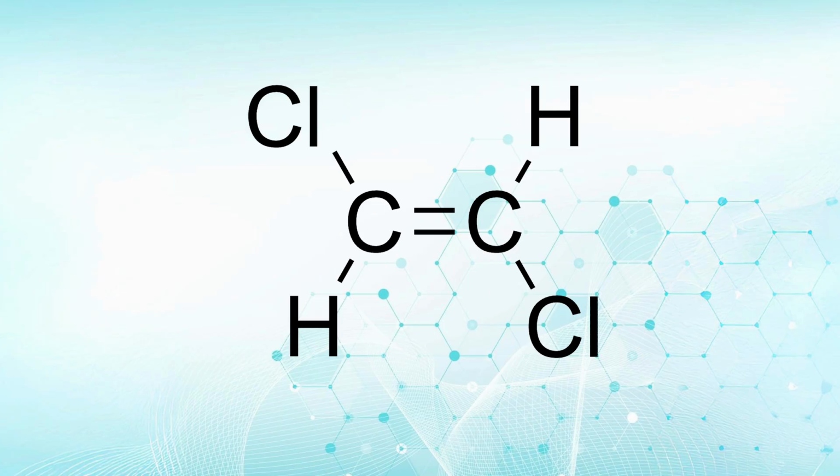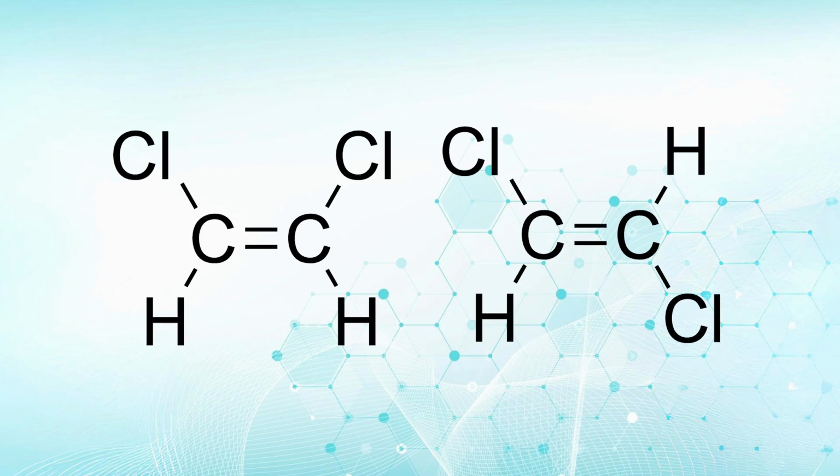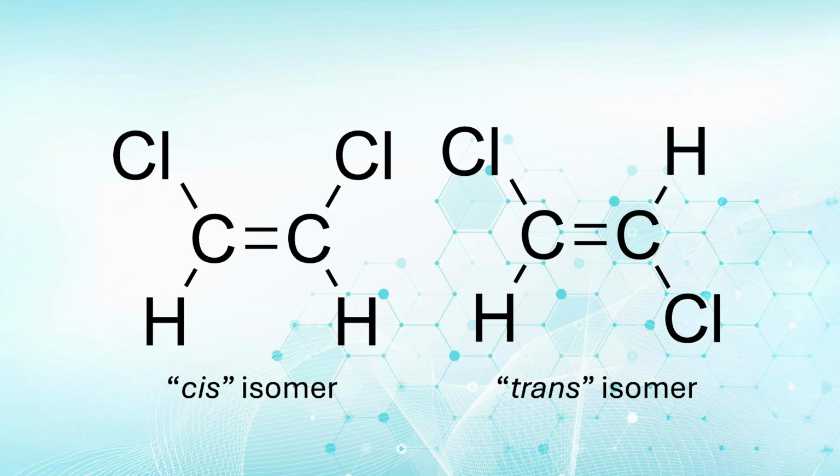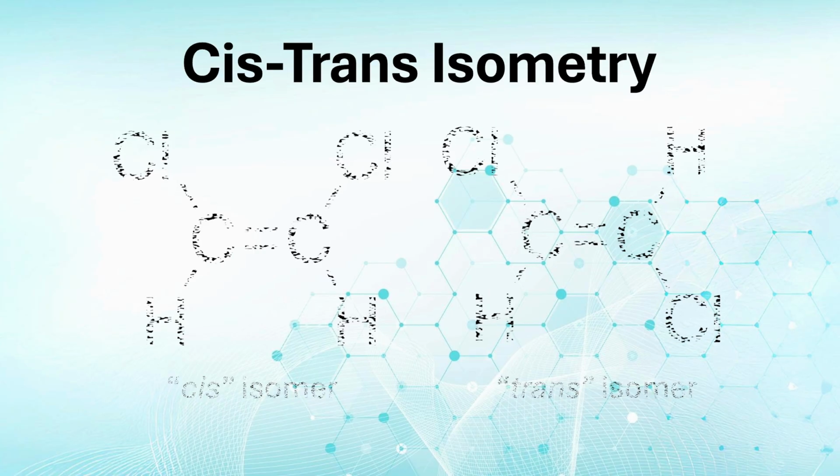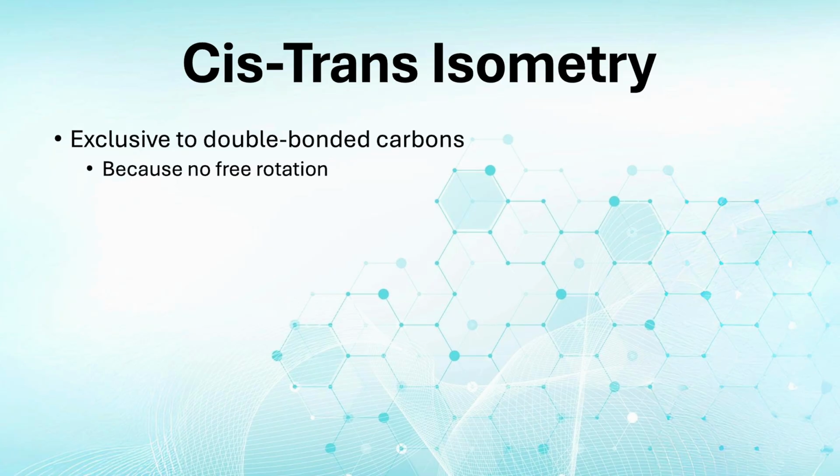These molecules are isomers. The molecule on the left is a cis isomer, and the molecule on the right is a trans isomer. In conclusion, we call this type of isomerism cis-trans isomerism. Cis-trans isomerism is exclusive to double bonded carbons. Single bonded carbons would have free rotation, so the groups can just move around any which way. Triple bonded carbons will only have one group and appear linear, so we can't really compare them.